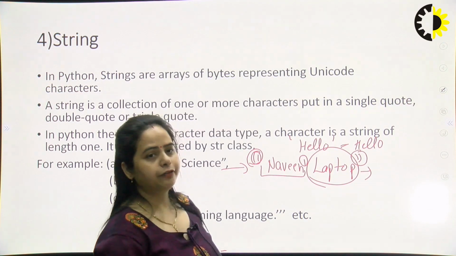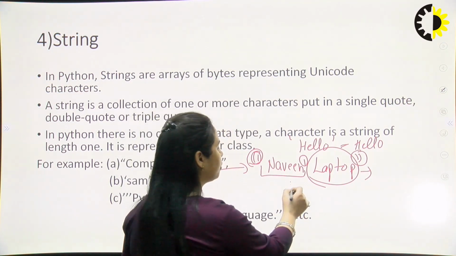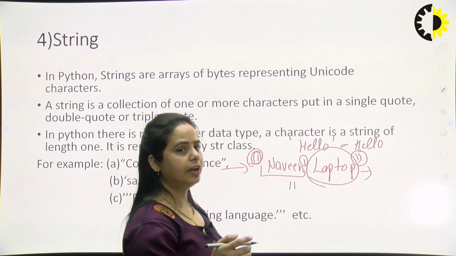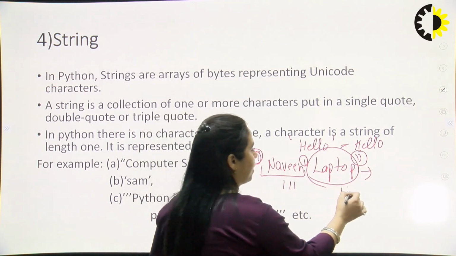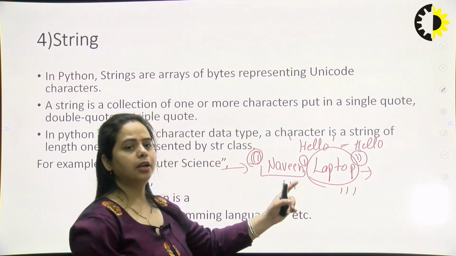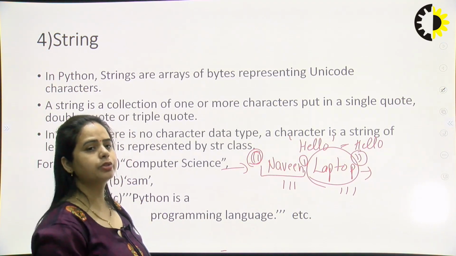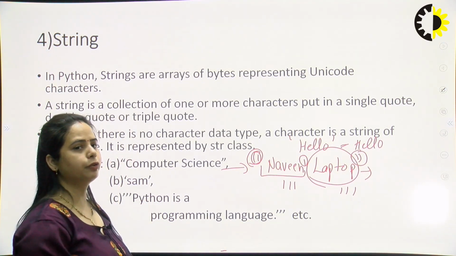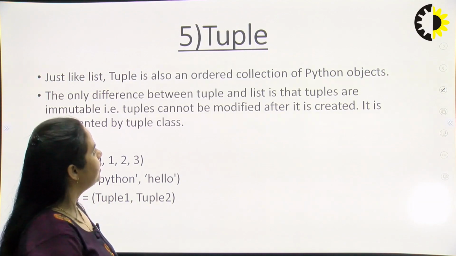And if I wanted to print double quotes inside my string, then I will put my string in triple single quotes. So that's why we have this for string. Next is your tuple.